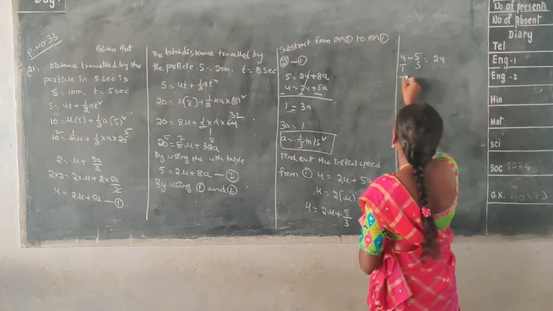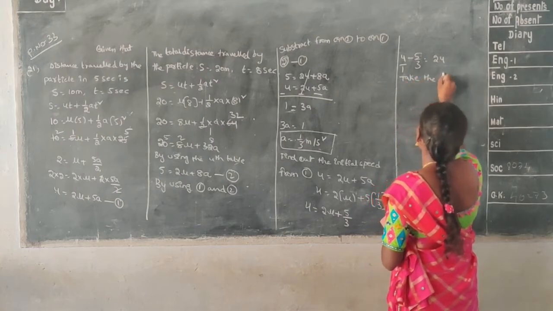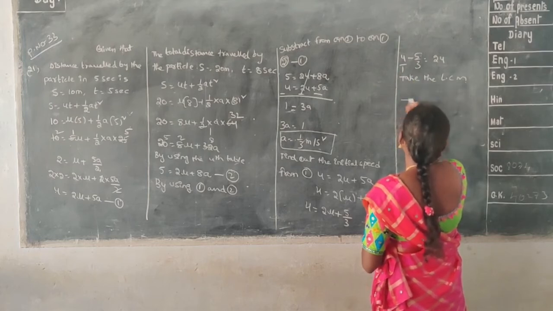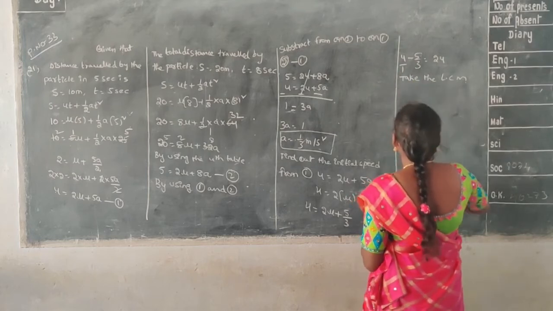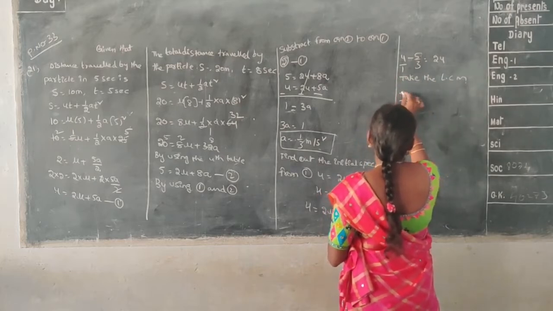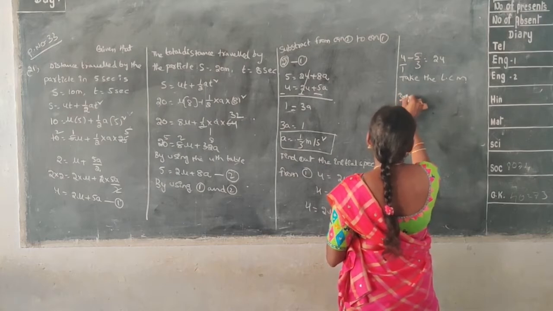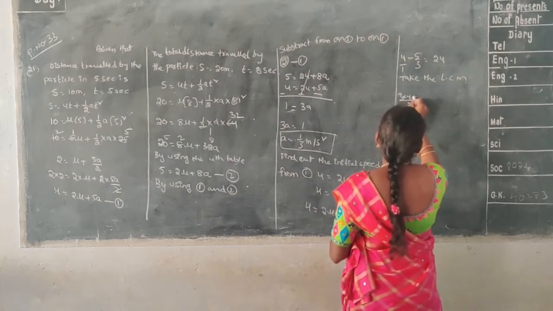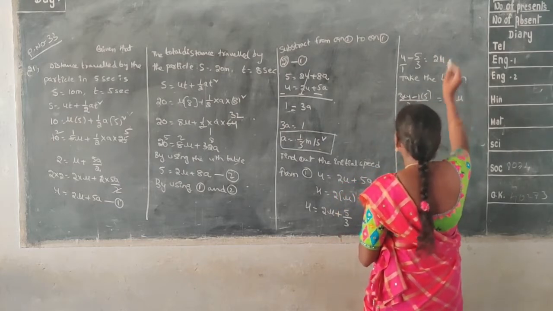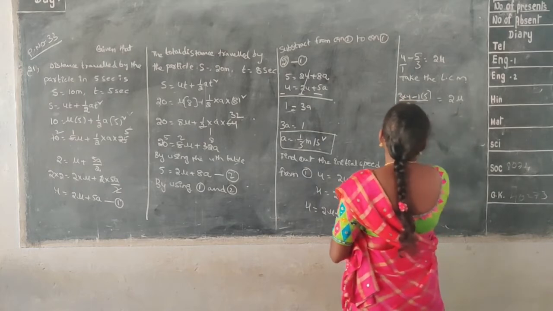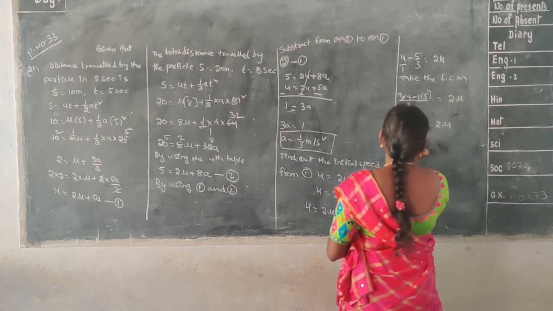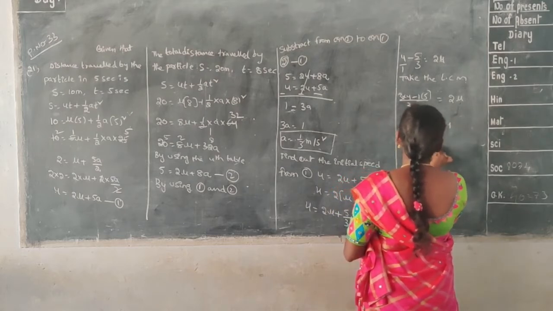Take the LCM. Here 1 comma 3. The LCM of 1 and 3 is 3. 3 ones are 3. 3 into 4, 3 fours are 12, minus 1 into 5 is equal to 2 into u. U means initial speed. 3 fours are 12 minus 5 by 3 is equal to 2u. 12 minus 5 is equal to 7. 7 by 3 is equal to 2u.